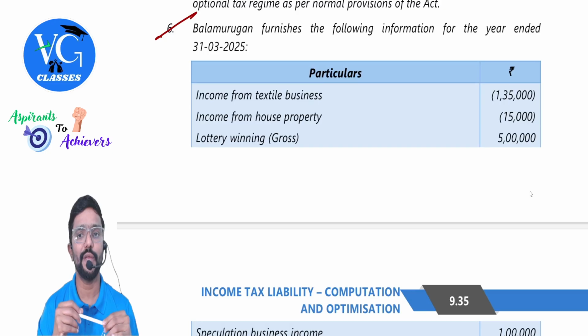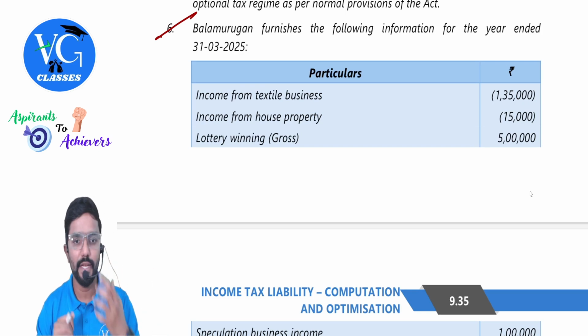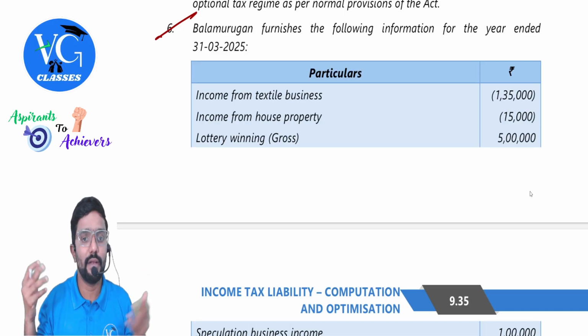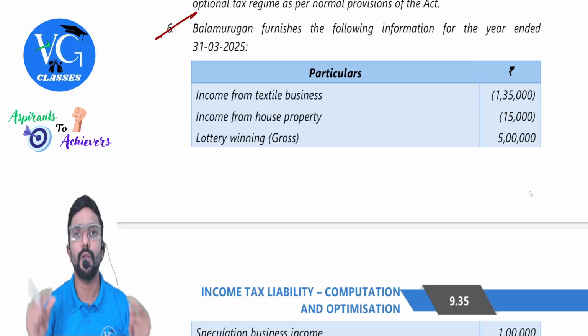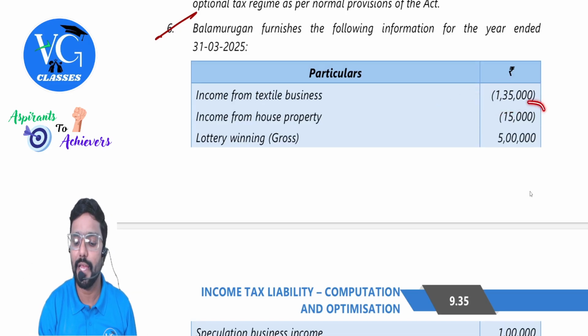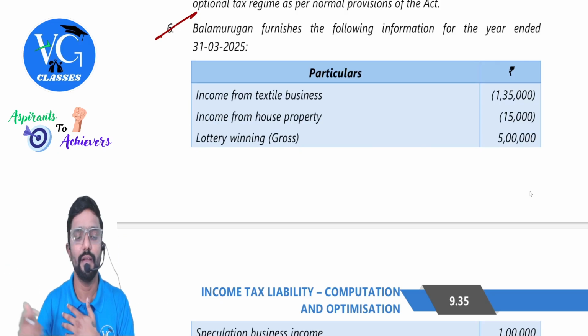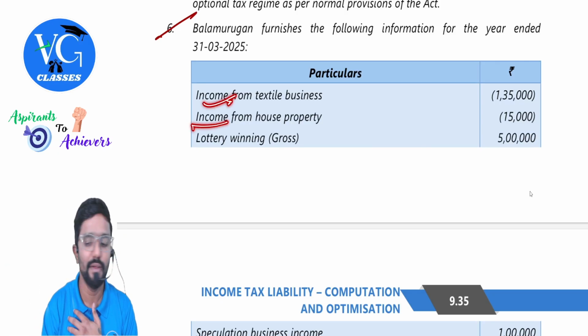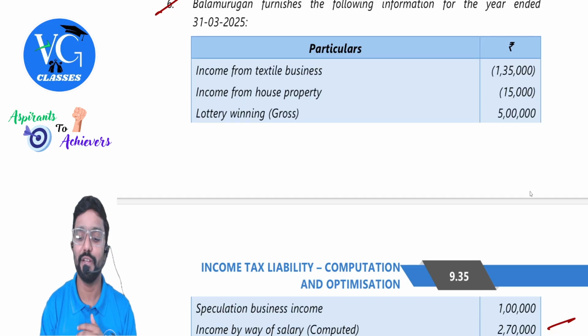Balamurugan furnishes the following information for the year ended 31st March 2025, that is previous year 24-25. Income from textile business, normal, actually loss. They have given it in the bracket, you can see: 1,35,000 loss. Income from house property, again loss, 15,000. Whenever they give it in the bracket, it is a loss. You don't cancel out the bracket and consider it as income, because the word they have used here is income, but they have given it as bracket.